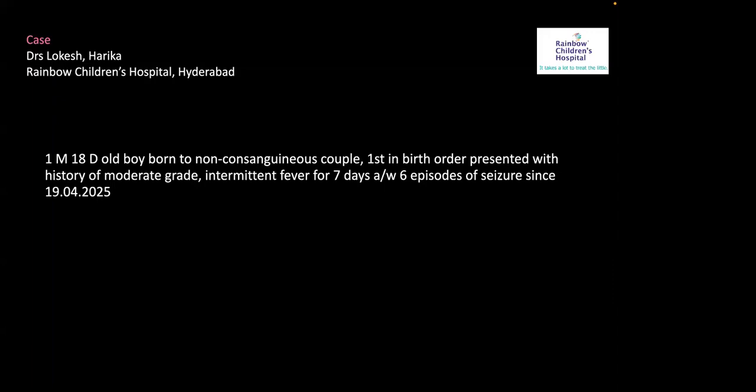So this is another child, a 1.5-month-old boy born to a non-consanguineous couple, first in birth order. This child had history starting from April. The child had seizures, multiple seizures, so we took him to a local hospital.